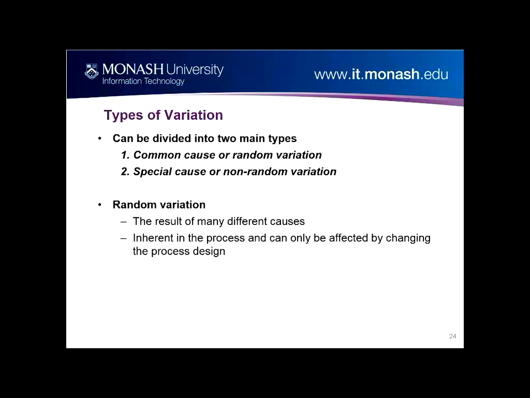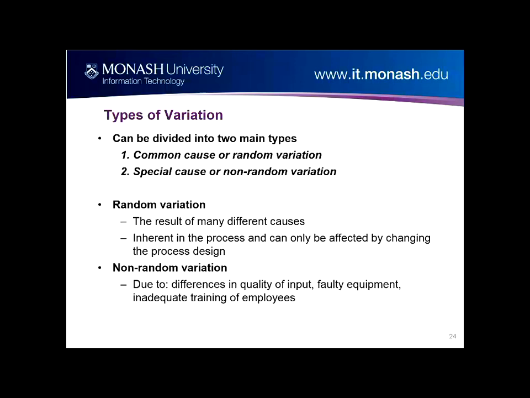Random variation is inherent in the process and can only be affected by changing the process design. That means to overcome this random variation, you will have to redesign your process, because there are many sources of these different causes. And the non-random variation is due to differences in particular quality of input, faulty equipment, or inadequate training of employees, and that's non-random.